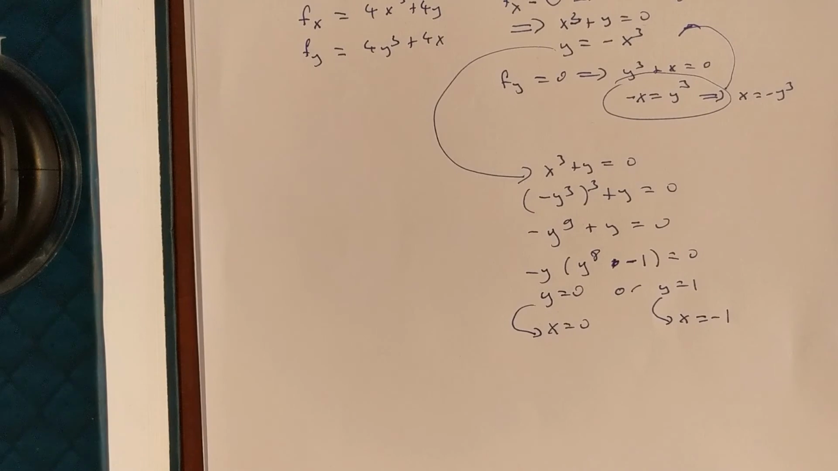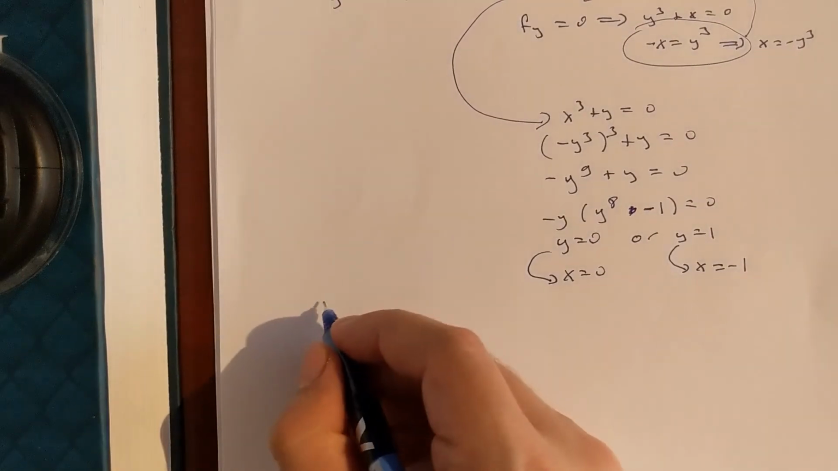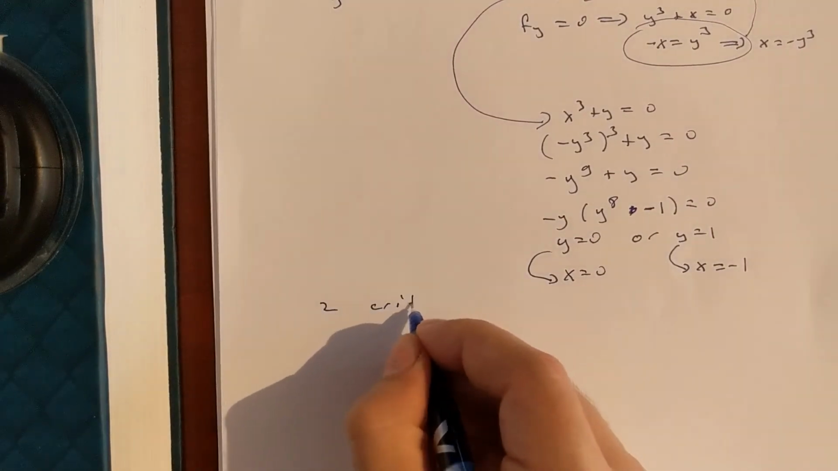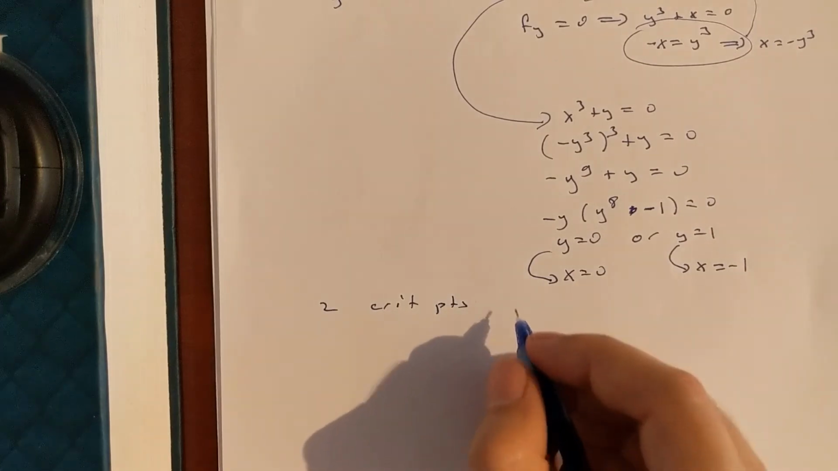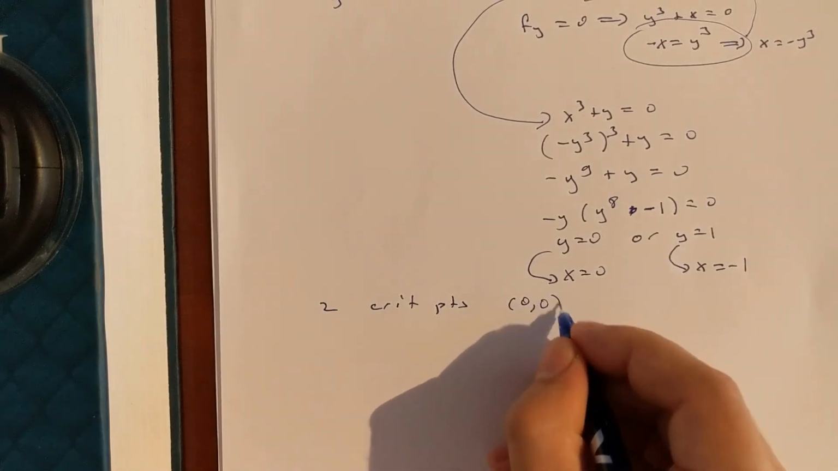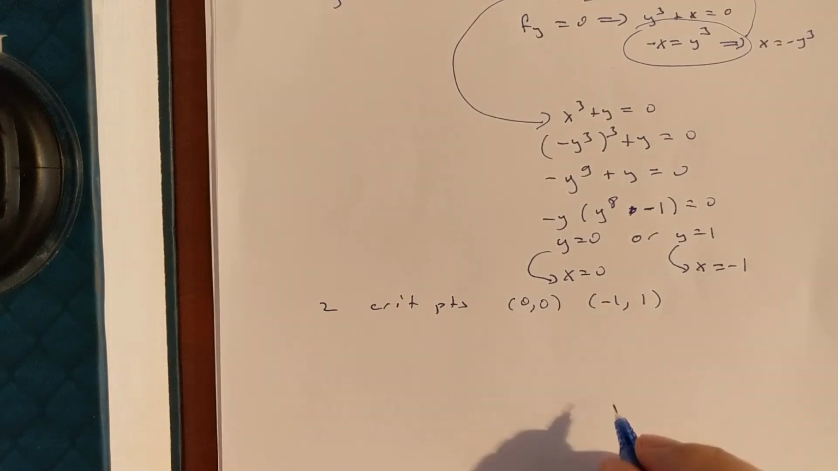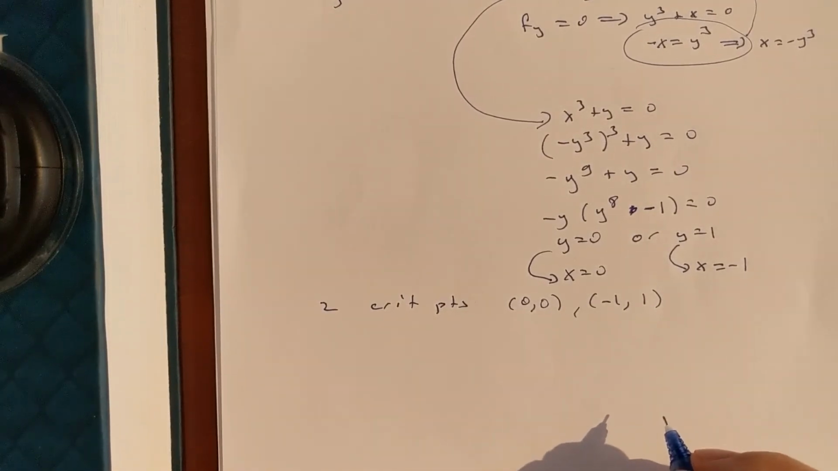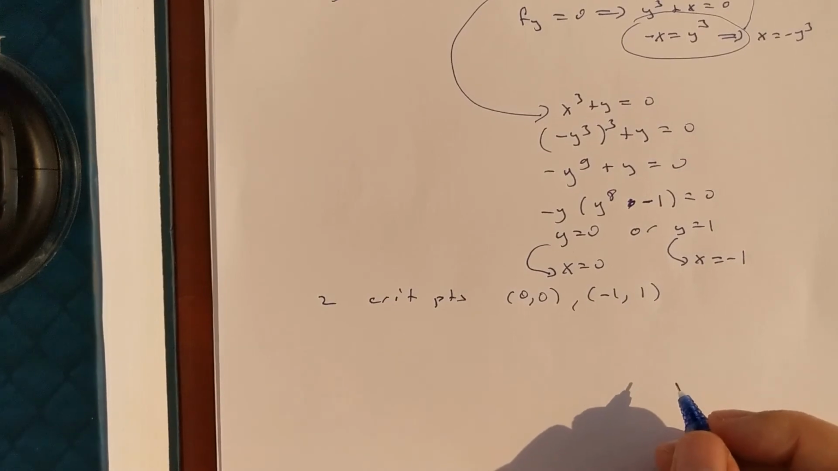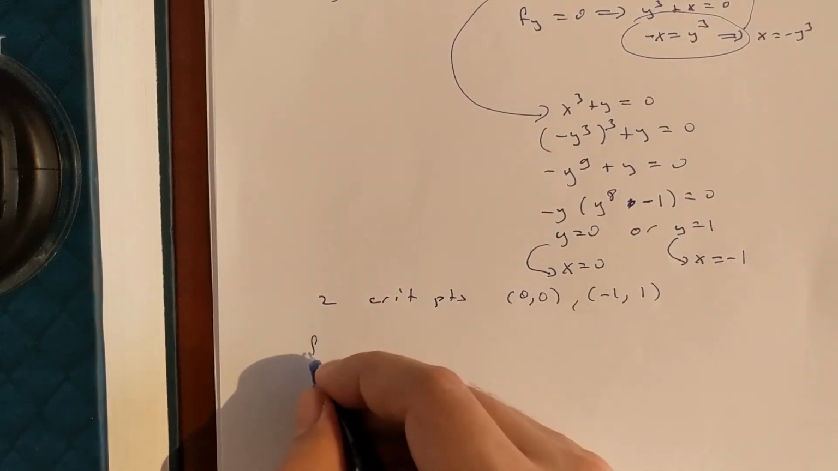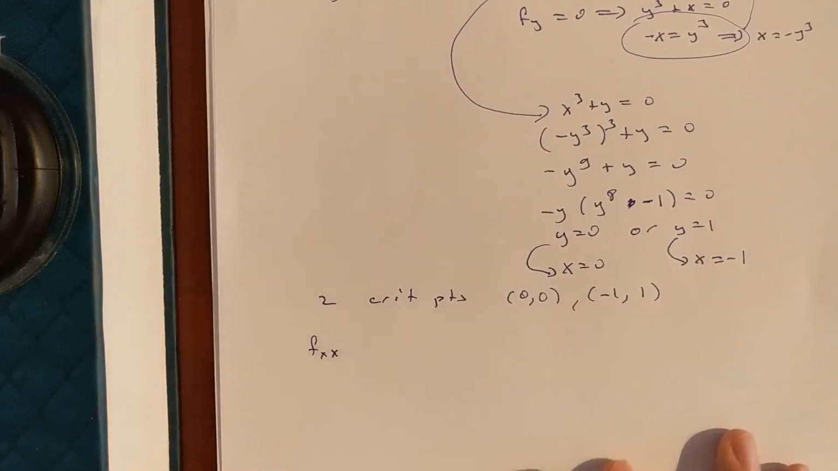Okay? So we have two critical points. What are those? 0, 0 and minus 1, 1. The x first, y second. Alright, so now let's find the second derivatives. They're not that bad. These ones are easy. There are 2 points this time, but they're easy.